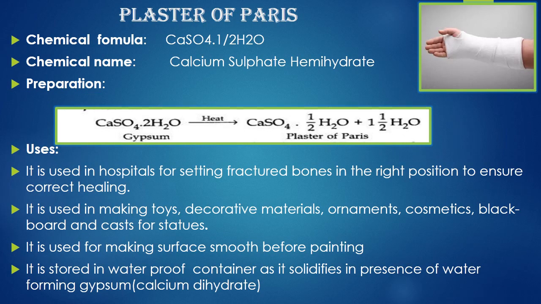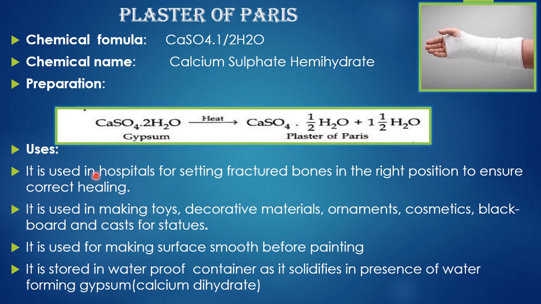Now next is plaster of Paris. The formula is CaSO4 dot half H2O. Chemical name is calcium sulfate hemihydrate. Hemi means half. It is prepared from gypsum. Gypsum is calcium sulfate dihydrate. When it is heated at a very high temperature, it forms plaster of Paris, and along with that water molecules are evolved.